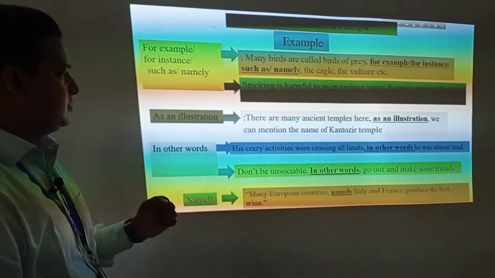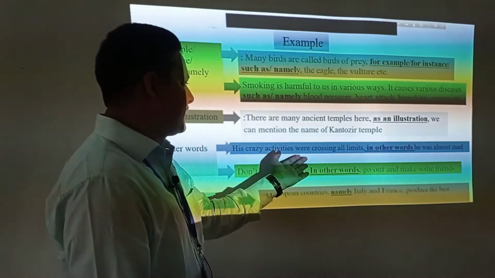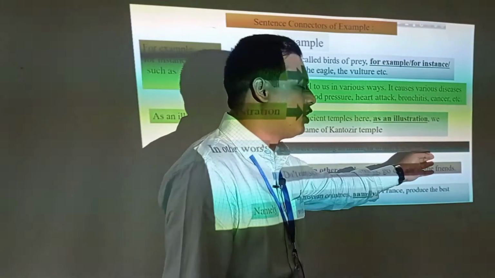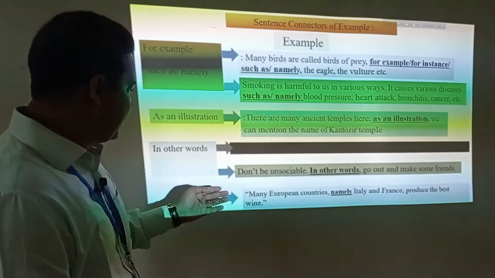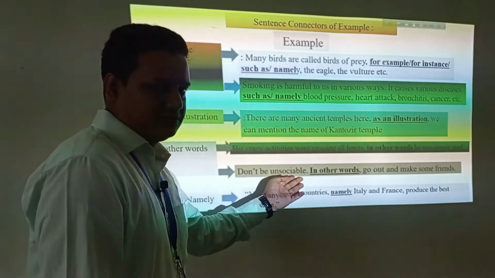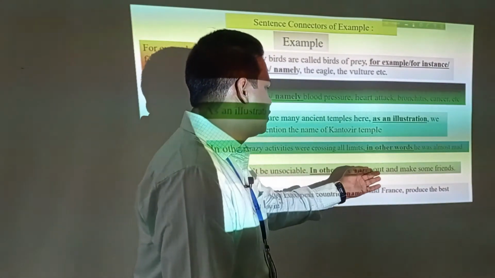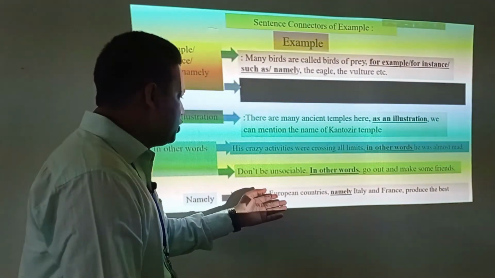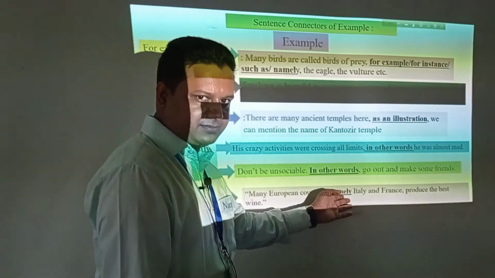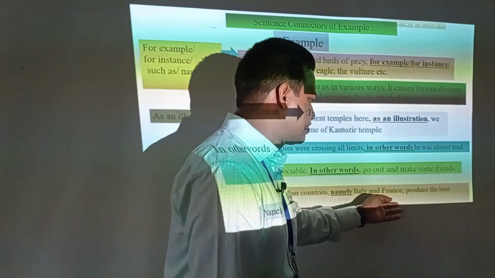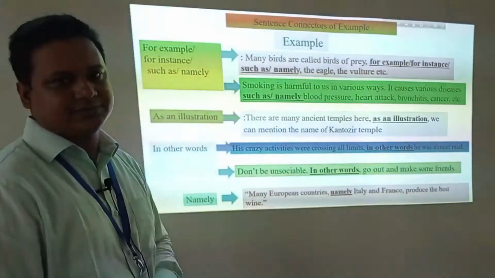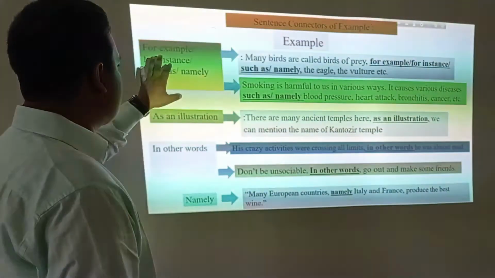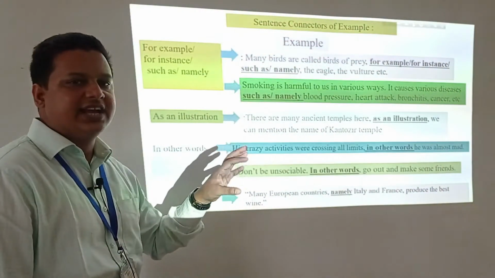Then, in other words, his crazy activities were crossing all limits. In other words, he was almost mad. Then, don't be unsociable. In other words, go out and make some friends. Then, namely, many European countries, such as Italy and France, produce the best wine. So these are the examples. These are the words or phrases that are used to give examples.